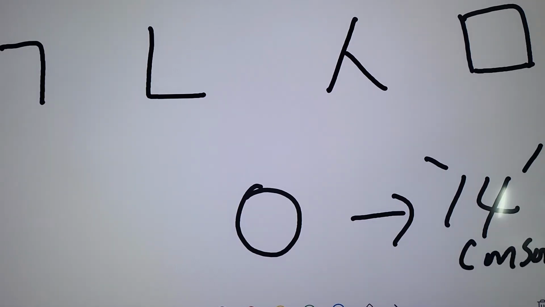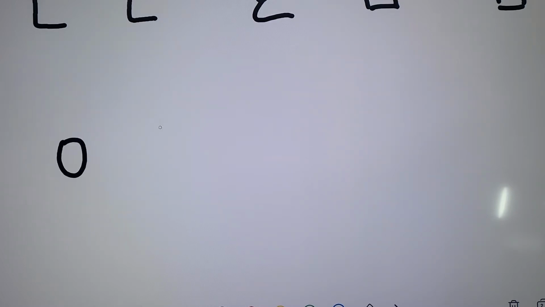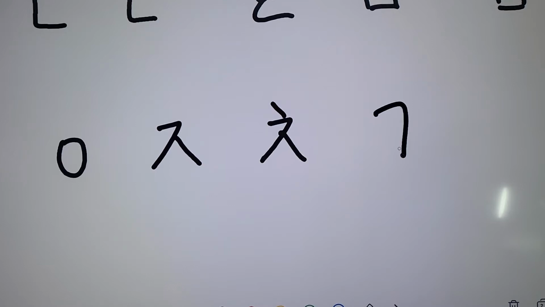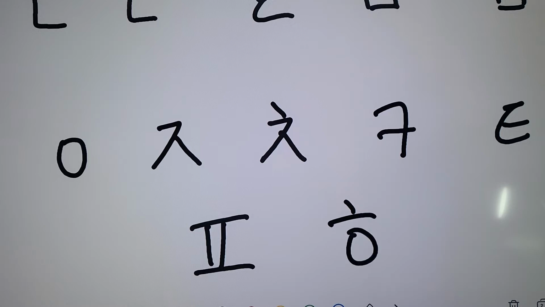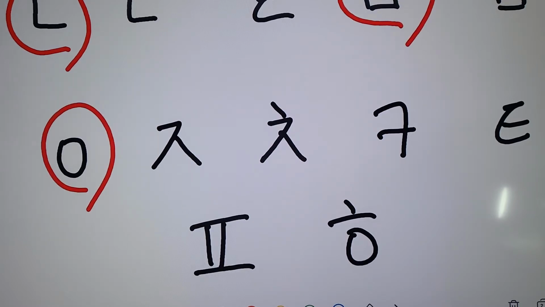So I'm gonna write down all 14 on the screen. As you can see, the 14 of them, right? So the original consonants, can you distinguish this one, this one, this one, this one? So these are the original consonants, right?